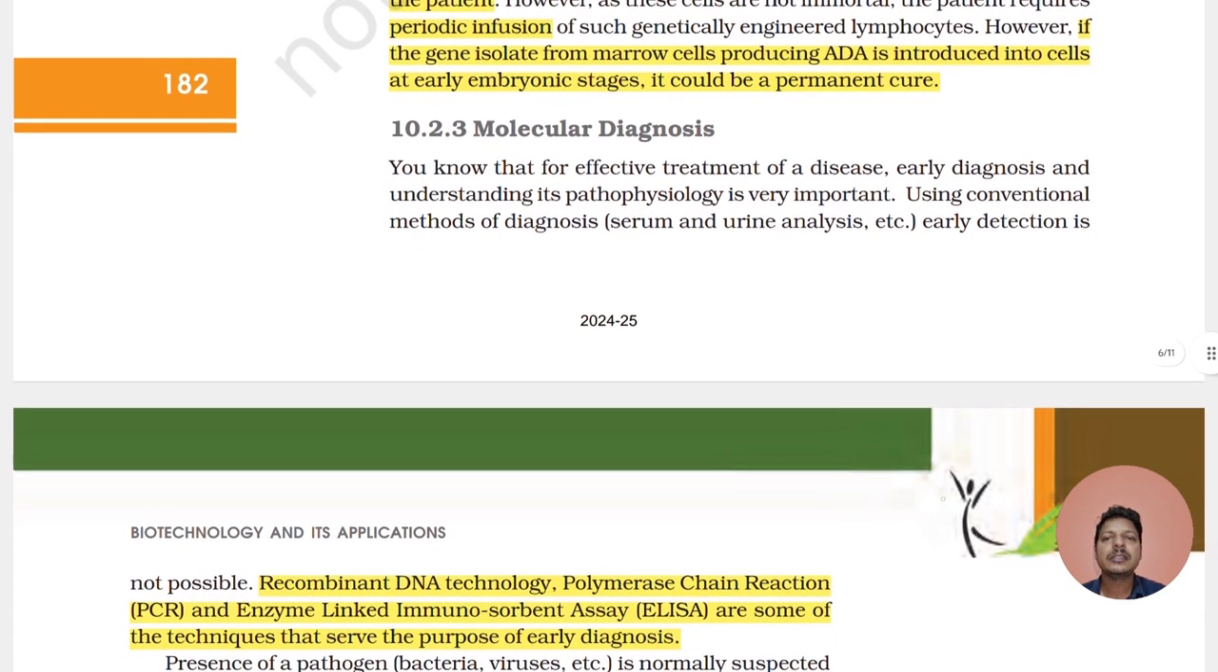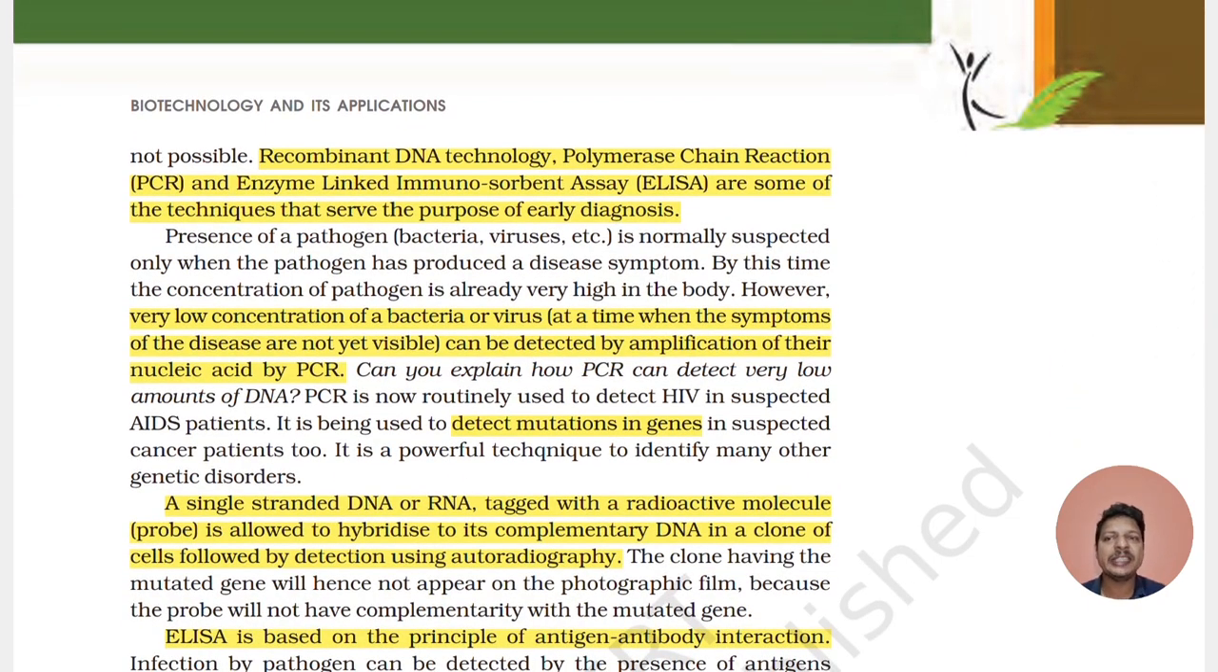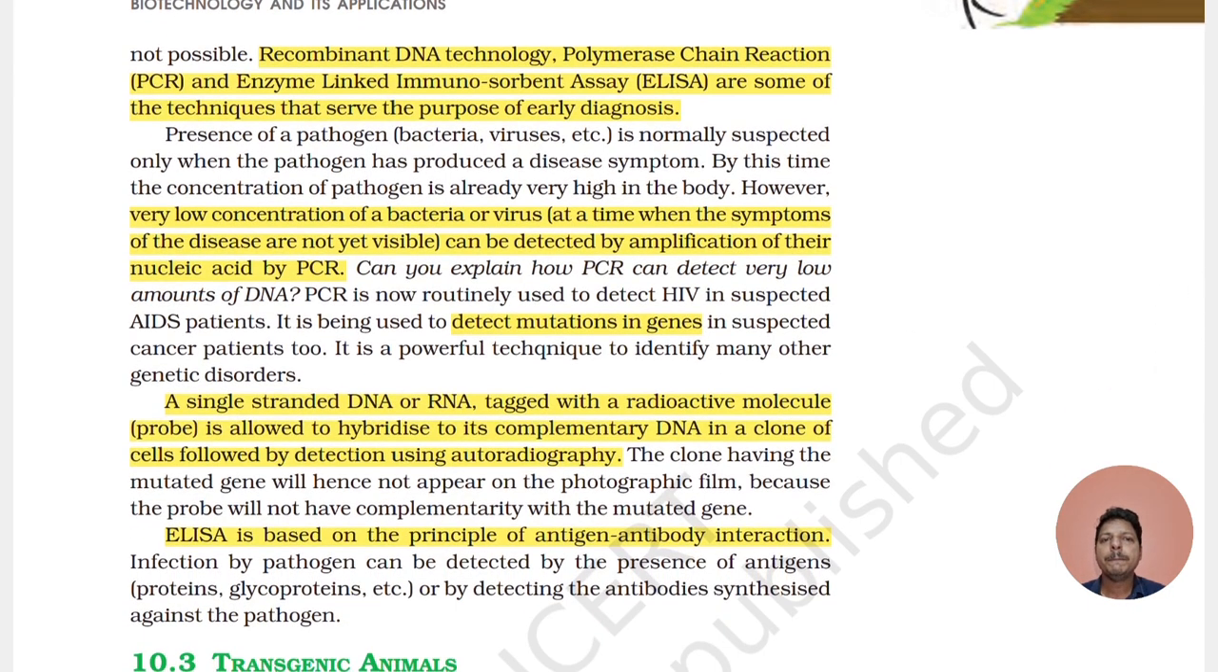Then molecular diagnosis. Recombinant DNA technology, polymerase chain reaction, and ELISA are some of the techniques that serve the purpose of early diagnosis. Presence of a pathogen is normally suspected only when the pathogen has produced a disease symptom, and by that time the concentration of the pathogen is already very high inside our body. However, a very low concentration of bacteria or viruses, at the time when the symptoms of the disease are not yet visible, can be detected by amplification of their nucleic acids by PCR.